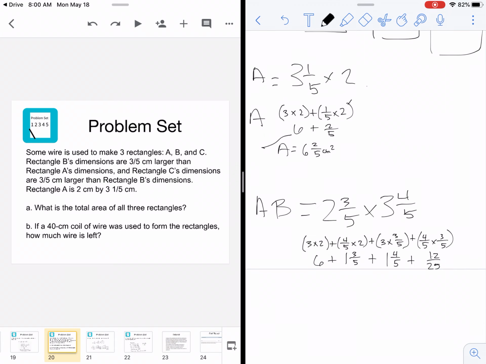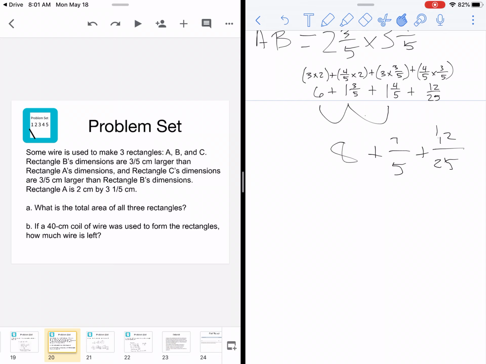Okay, 6 plus 1 is 7, plus 1 is 8. And then you can't, 3/5 plus 4/5 is 7/5. So 6 plus 1 plus 1 is 8. Okay, we just added the whole numbers. Now 3/5 plus 4/5 is 7/5, plus we still have 12/25ths. Okay, whoa. 7/5 is 1 and 2/5.